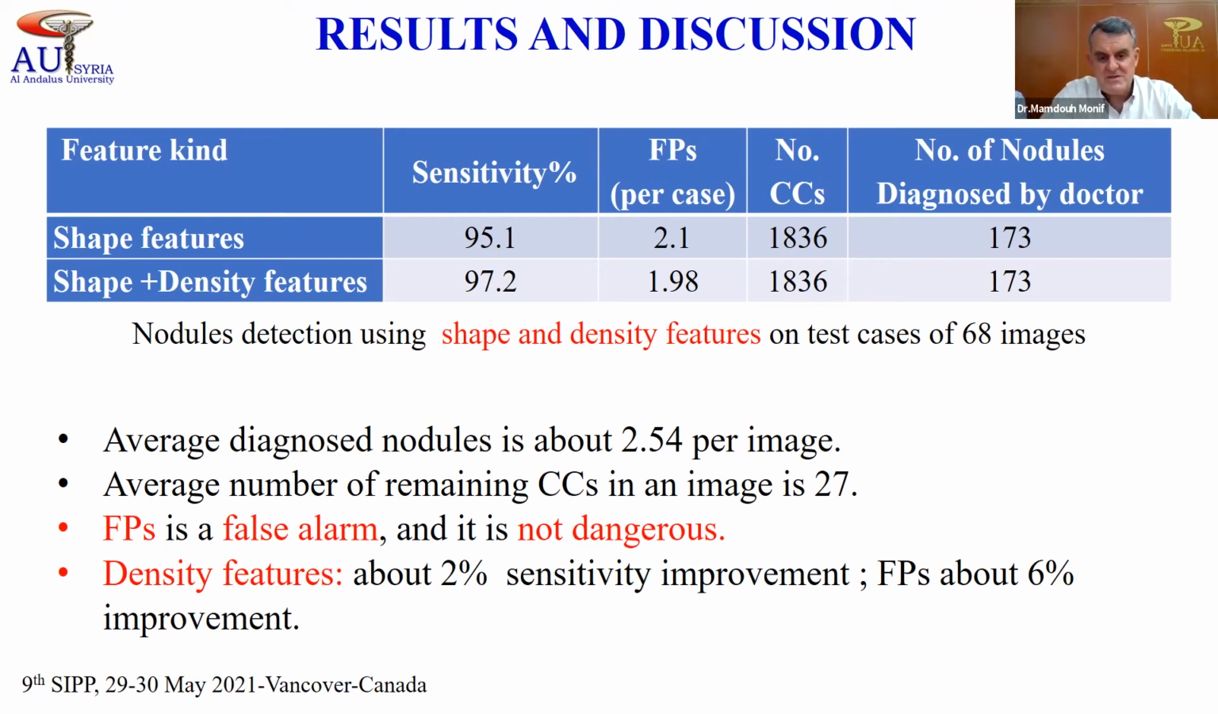We can see from this table an average of diagnosed nodules of about 2.54 per image, and an average number of remaining CCs in an image of 27. A false positive is a false alarm, but it is not so dangerous, and in contrast, maybe it gives more care to be considered. Density features give about 2% sensitivity improvement, and about 6% false positive improvement.